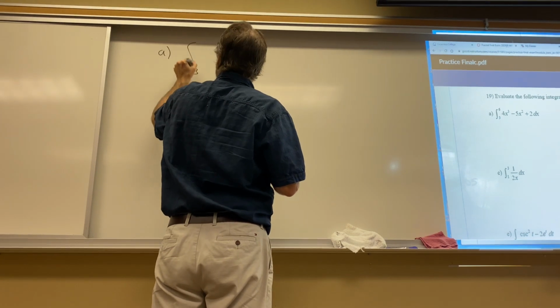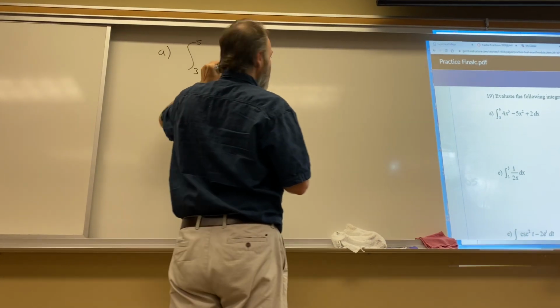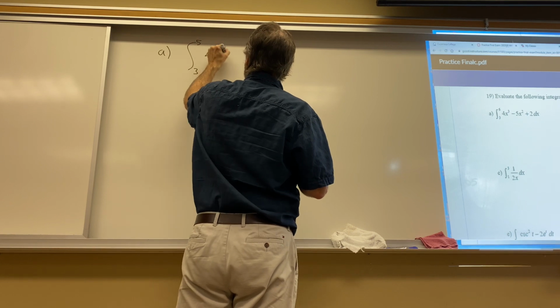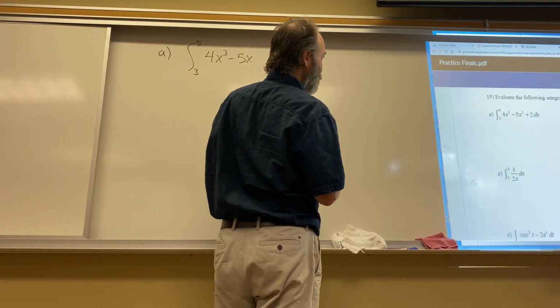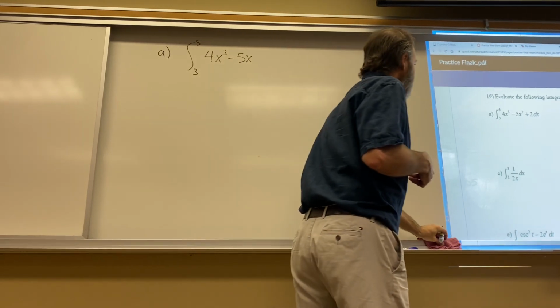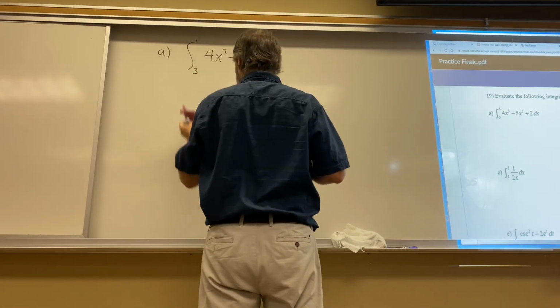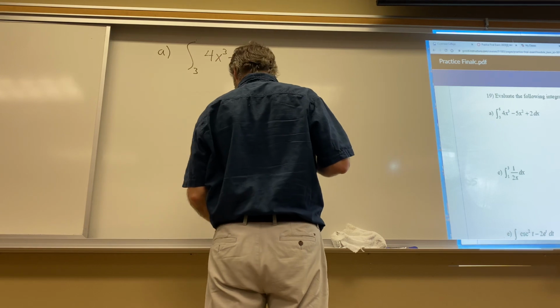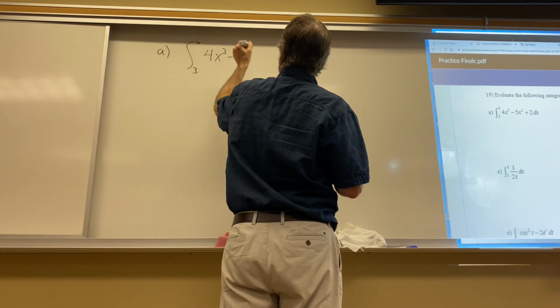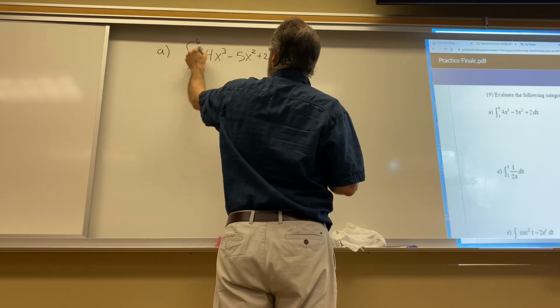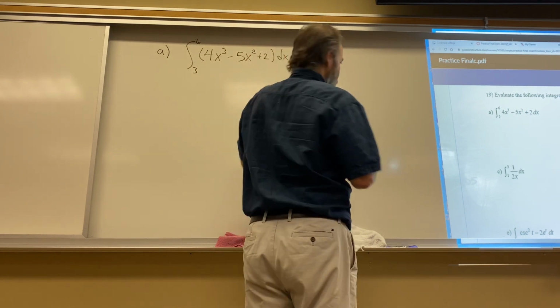From 3 to 5, 4x cubed. Do you mean 4 to 6? 6. Minus 5x squared plus 2. Yes. Okay, so go ahead and do this one.